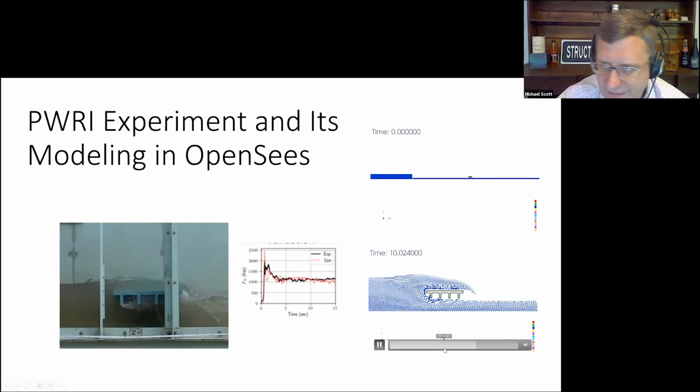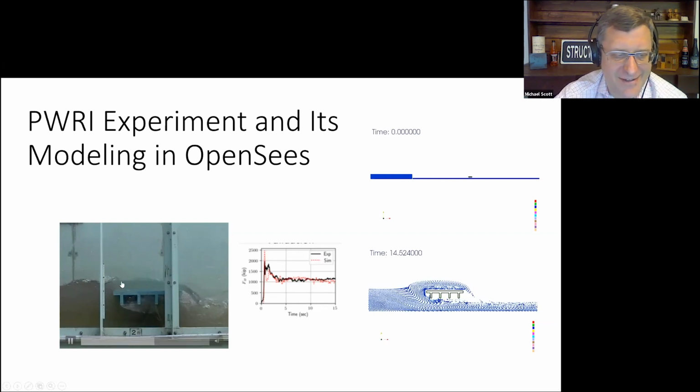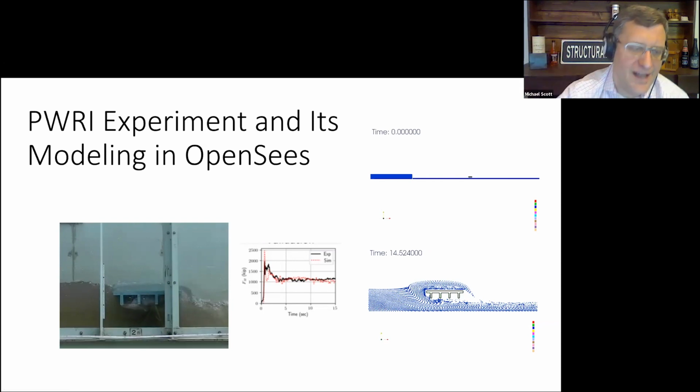Okay. So we did one case, it looked good, and we moved on. No, I'm just kidding. We did a bunch of different cases. There were several trials run by PWRI for different wave heights and bridge configurations. I'm just showing you one here, but we looked at all the different cases we could with PWRI, and determined that we did a pretty good job with OpenSees simulations.